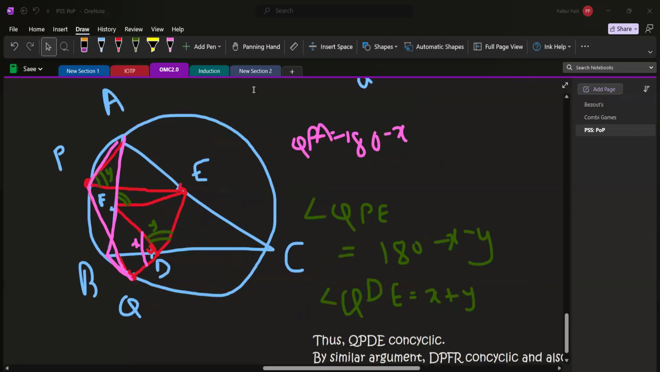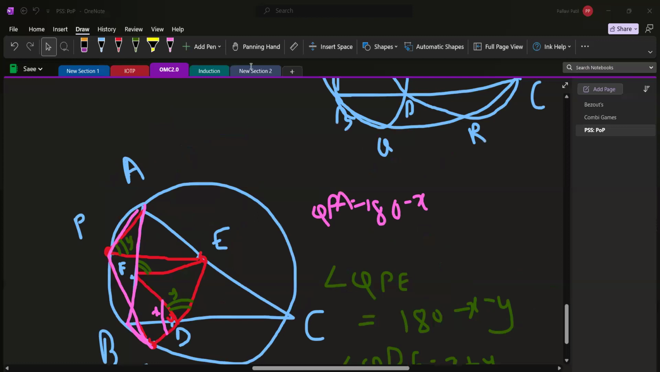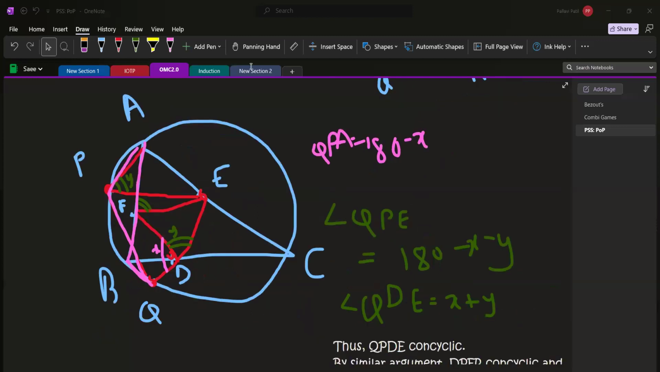But anyways, in my diagram, I found that Q is on the other side of B. So in that case, things look weird because the cyclic quadrilaterals are different here. But the solutions are the same. Yes, the solution is essentially the same. This is called a configuration issue, but it all works out the same.